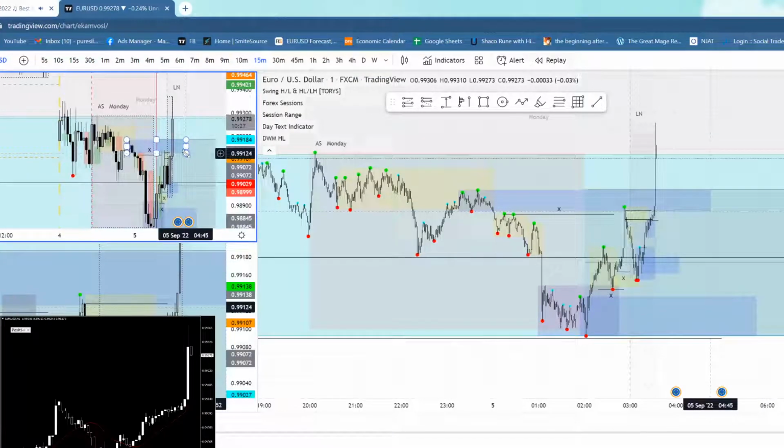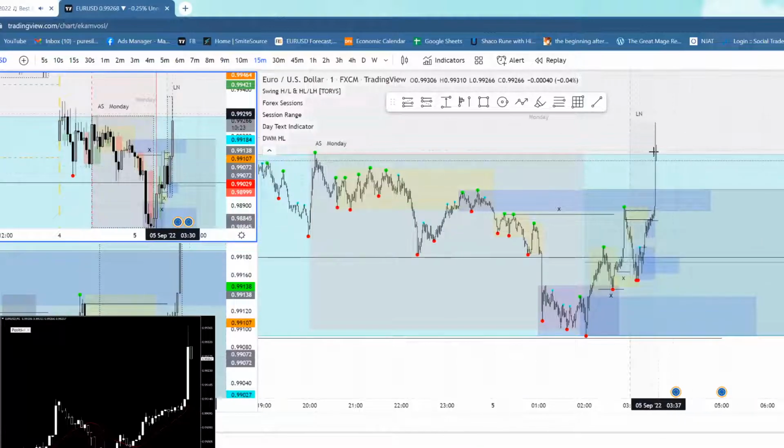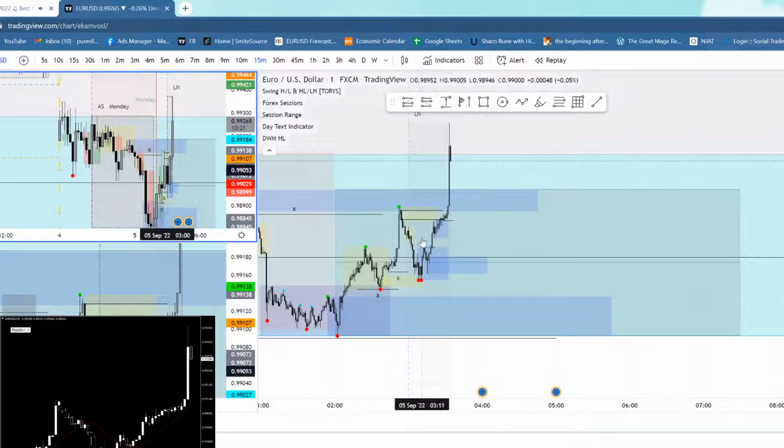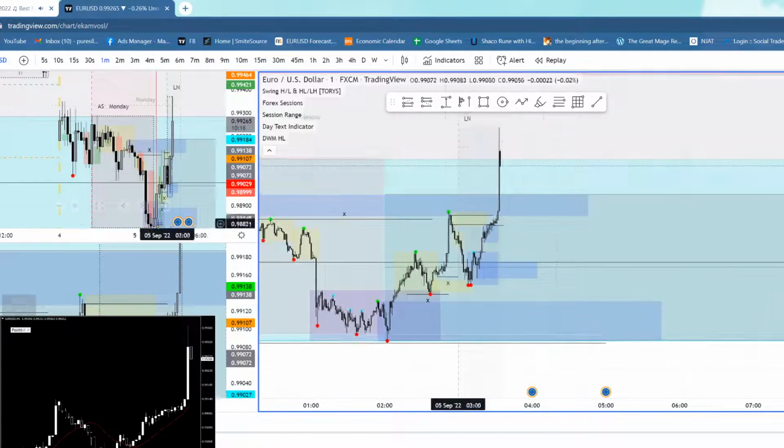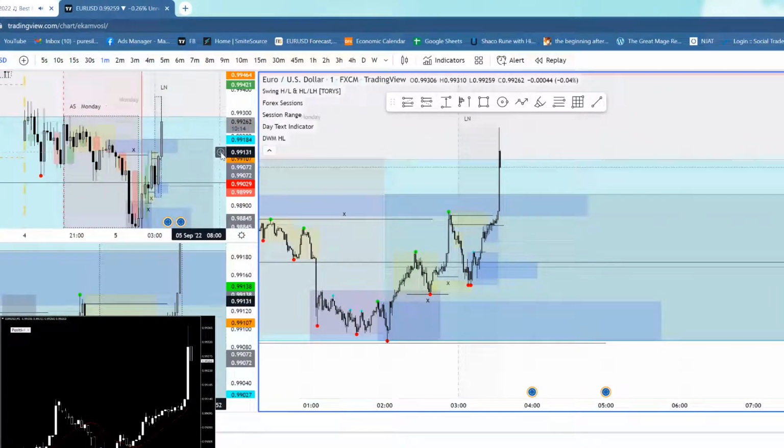I'll probably be going to sleep soon here. I just want to see how this 15-minute closes, and then after that, I'm going to hit the bed. Oh, this 15-minute just started actually 5 minutes ago, so never mind.